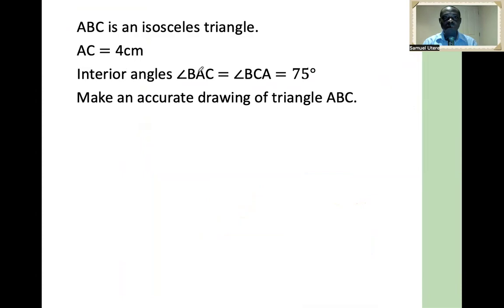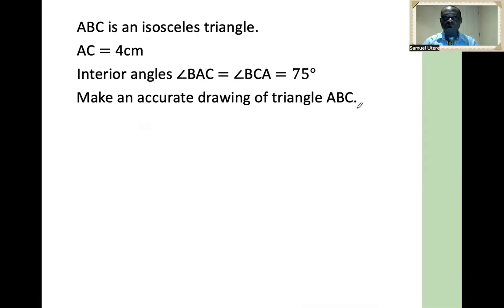Interior angles, you can see how angles are indicated. Interior angle BAC, the middle letter is where the angle is. Remember, it is equal to angle BCA. That is another thing you need to know about isosceles triangles. The two sides will be equal, and the base angles, where the two sides rest, would be equal. And that's why we've been told this. We've been asked to make an accurate drawing of triangle ABC.